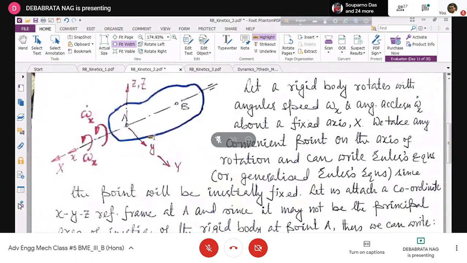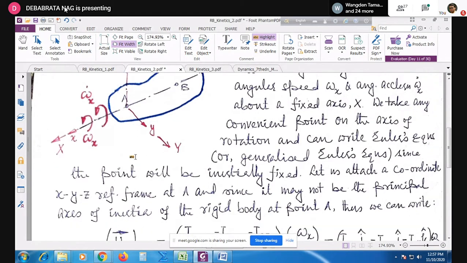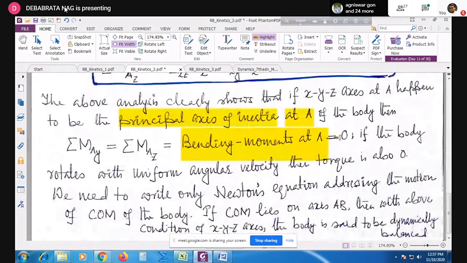So it is like your strength of material. Supposing if it is a beam, তাহলে these moments, I mean to say moment about the y axis, moment about the z axis, they can be considered as the bending moment available at point A, correct? আর এই মোমেন্টটাকে মানে summation mx মোমেন্টটাকে আমি টর্ক হিসেবে ভাবতে পারি। So you see all your bending moments available at point A, then they become 0. If the body rotates with uniform angular velocity, then the torque is also 0.